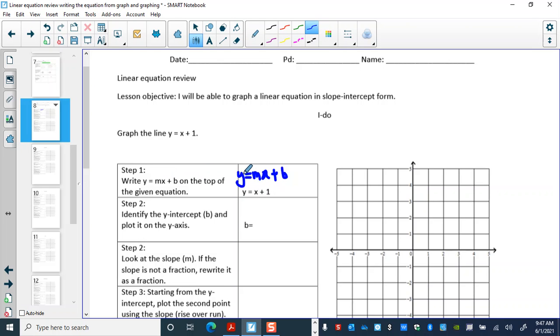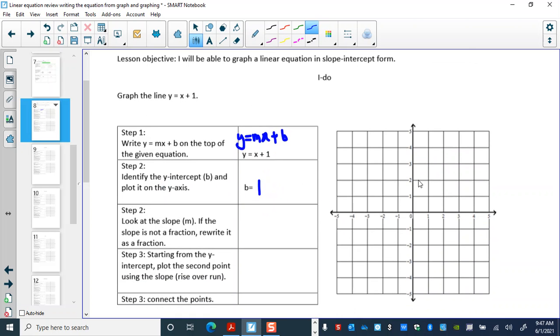So if you compare this equation, y equals mx plus b, and y equals x plus 1, we know that the y-intercept is 1. So we are going to plot it on the graph. So this is the x-axis and this is the y-axis. The y-intercept is at positive 1, so I'm going to put the point.